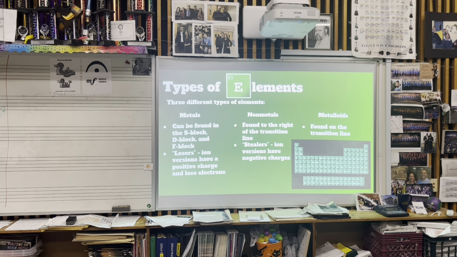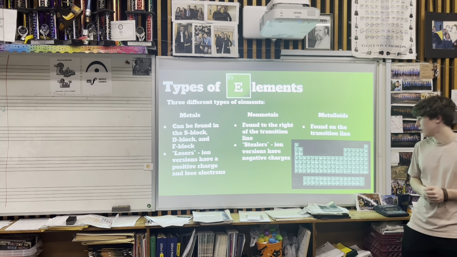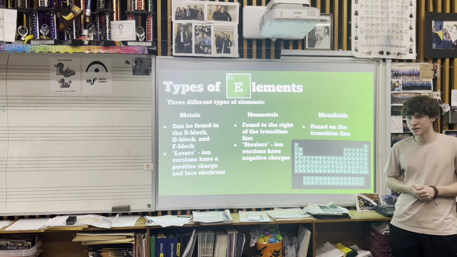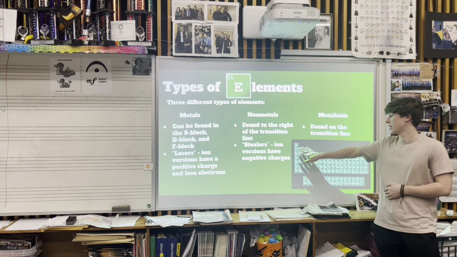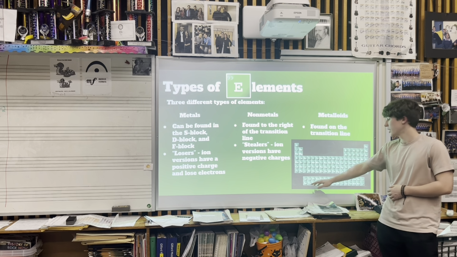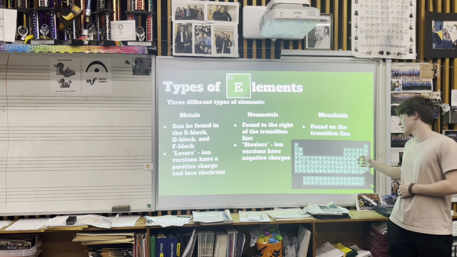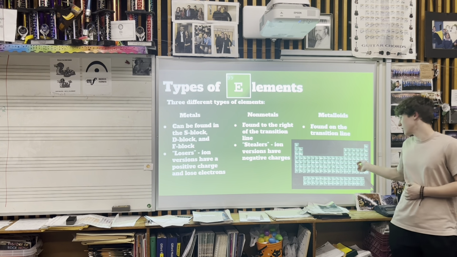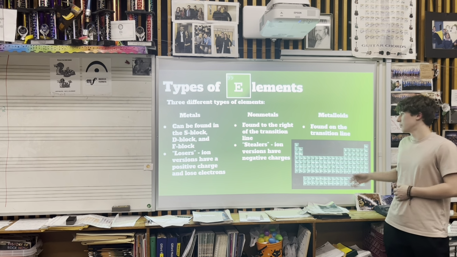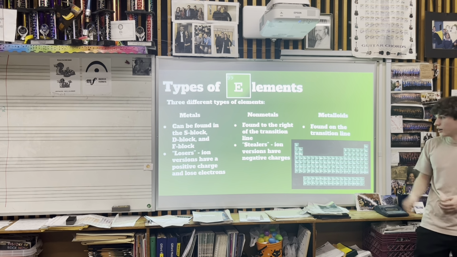Okay, so the three types of elements. We have metals, nonmetals, and metalloids. Metals are typically found in what we know as the S block, D block, and F block. S block's right here in these 2 rows. D block is right in the middle, and the F is down here. And then the P block is where the stealers, or the nonmetals and metalloids, are located. Nonmetals are found to the right of the transition line, which is located right about here, and the metalloids are found on the transition line.